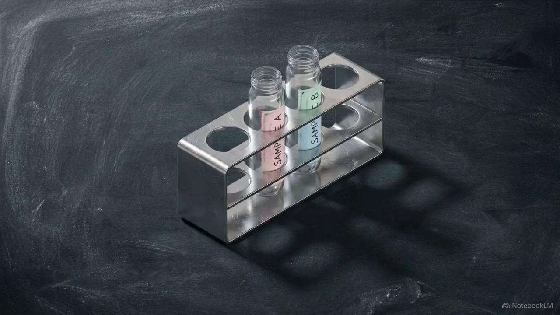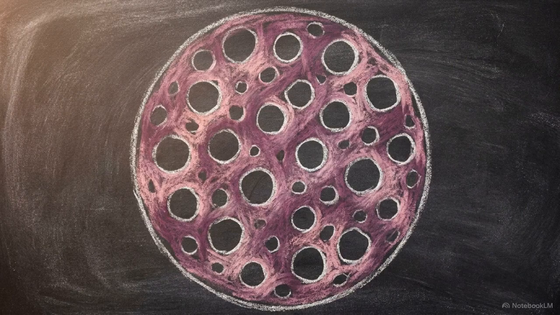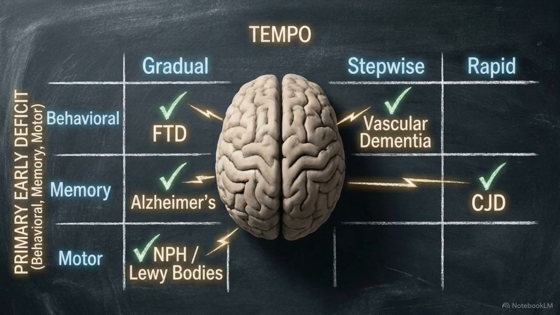discharges. Cerebrospinal fluid analysis will show positive 14-3-3 protein titers and a positive RT-QuIC test. A brain biopsy, the definitive gold standard, reveals widespread spongiform degeneration without active inflammation. Differentiating these dementias requires matching the exact tempo of decline, gradual, stepwise, or rapid, with the primary early deficit, whether that is behavior, memory, or motor control.